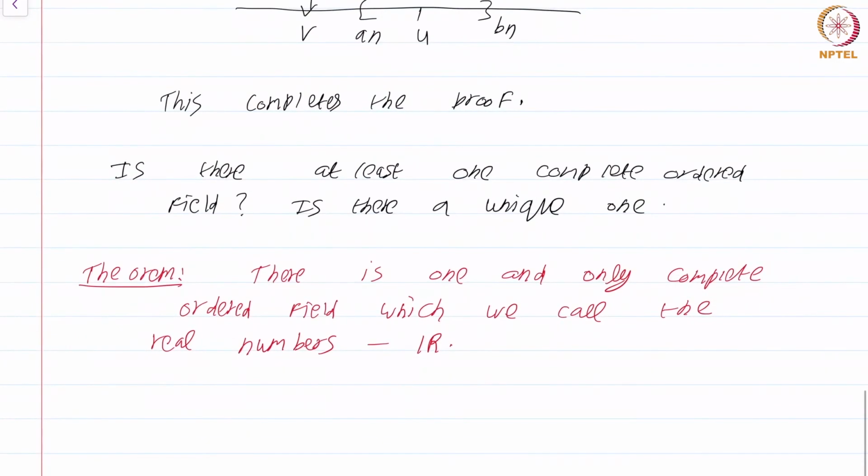When I say one and only, I must be precise: up to isomorphism. I will not make precise what isomorphism is. If you have taken a course on linear algebra or abstract algebra, probably it is clear to you what this isomorphism means. So there is essentially only one complete ordered field, which we are going to call the real numbers.